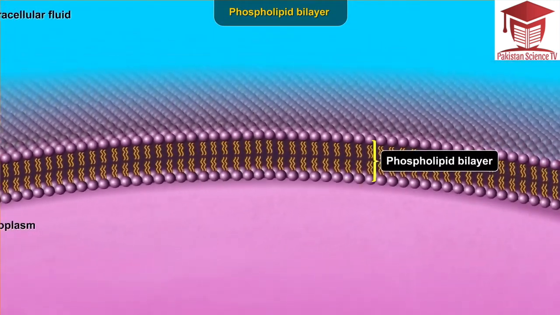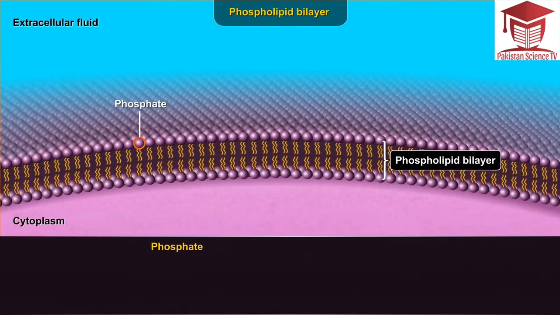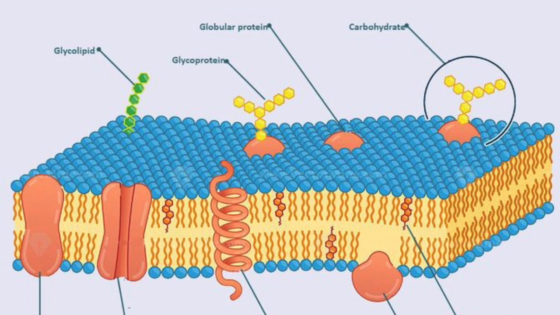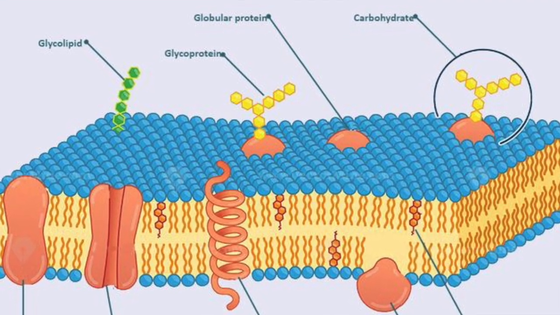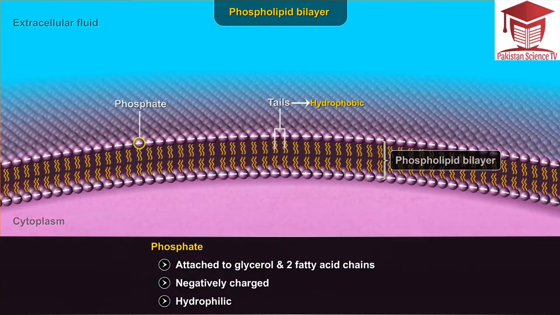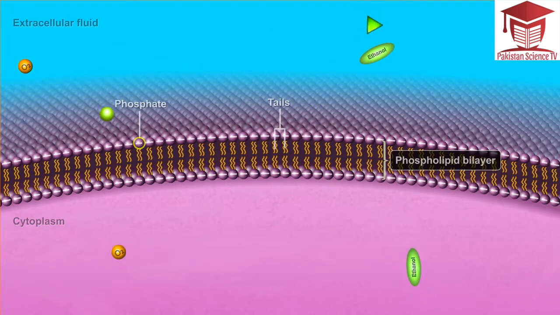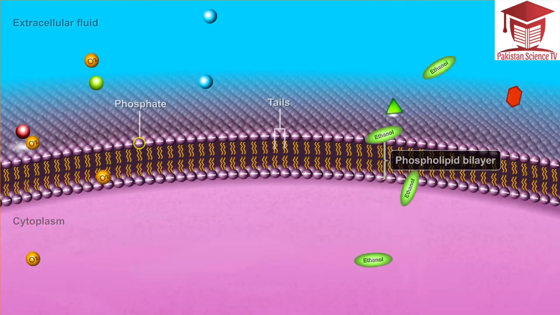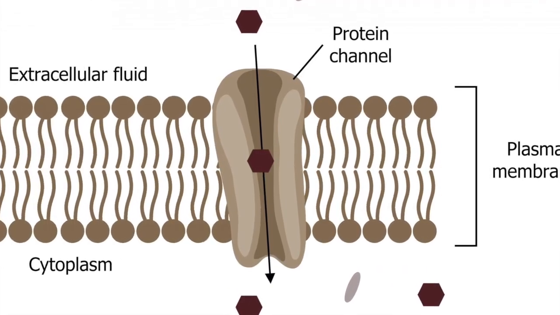Each phospholipid contains a phosphate head located on the outer part of the bilayer, attached to a glycerol and two fatty acids, which face the core of the membrane. The phosphate is negatively charged and hydrophilic, while the tail portion of the phospholipids is hydrophobic. Thus, cytoplasmic membranes are very effective at blocking passage of many molecules, while other molecules are allowed to pass.